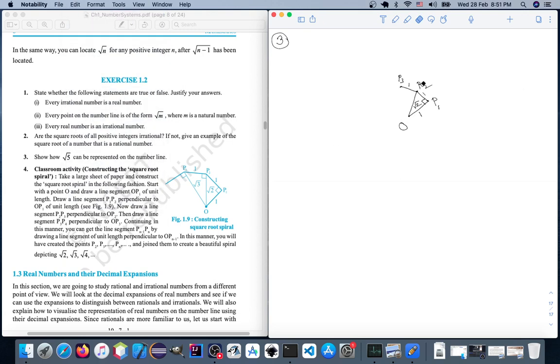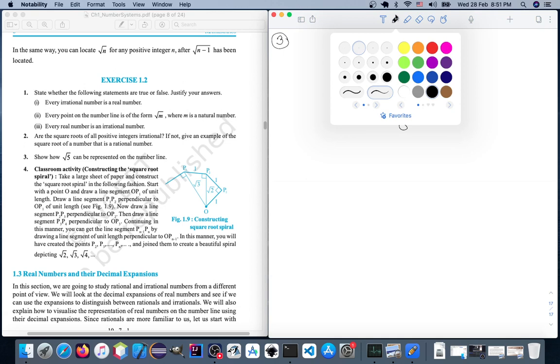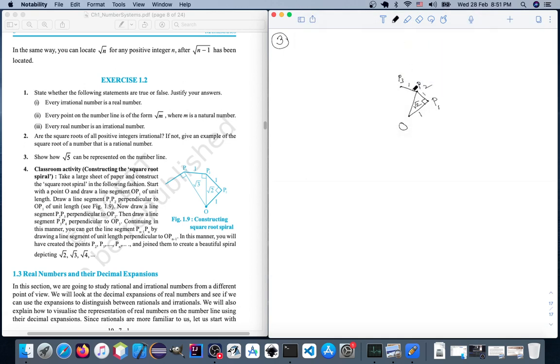Okay, so this is perpendicular. This is perpendicular. So by Pythagoras theorem, we will see OP3 will be root 3.